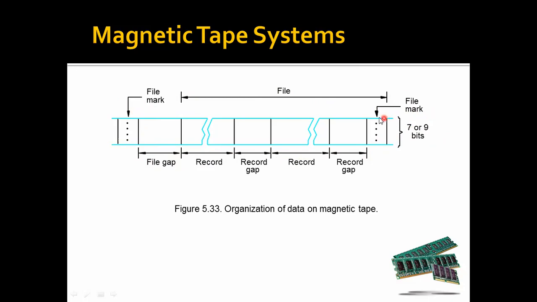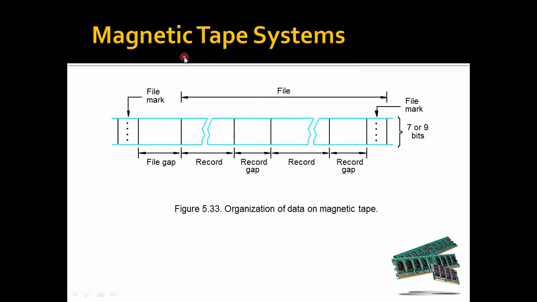That means this is the total video present here. Record gap, sometimes a record and sometimes a gap, and so on. Like this, this is the ending file mark and this is the starting file mark. So this is the organization of data on magnetic tape. In this way, the total data is stored onto the magnetic tape.